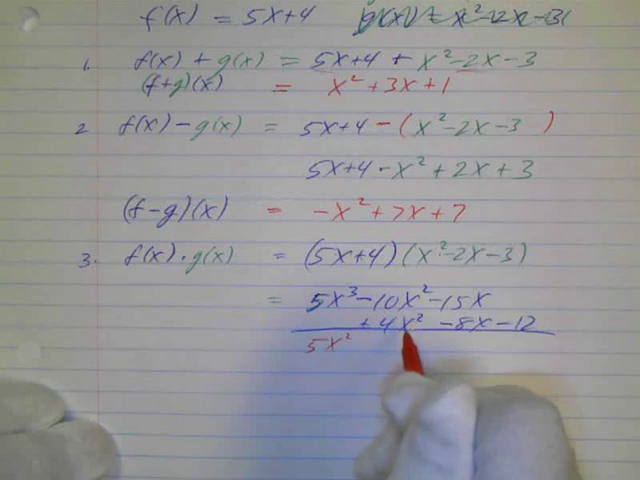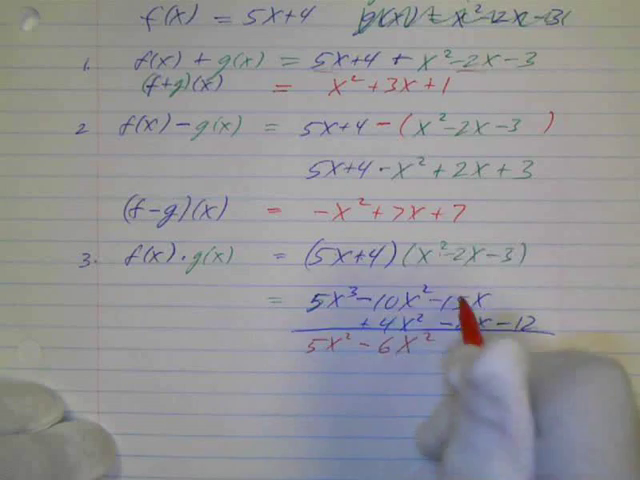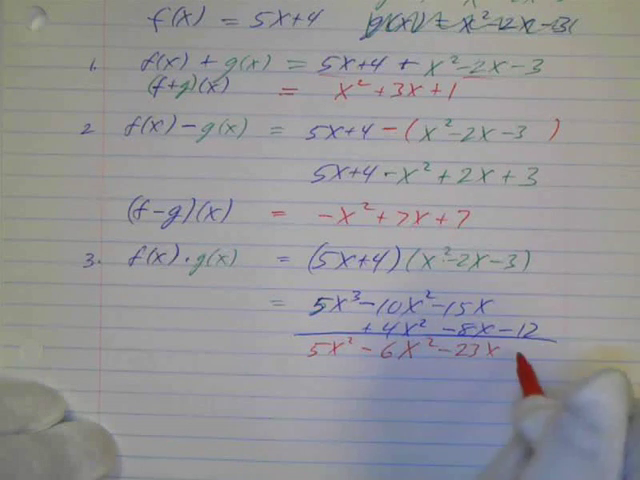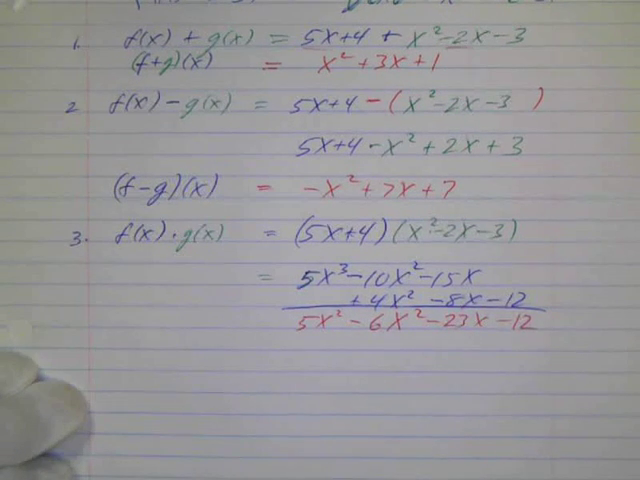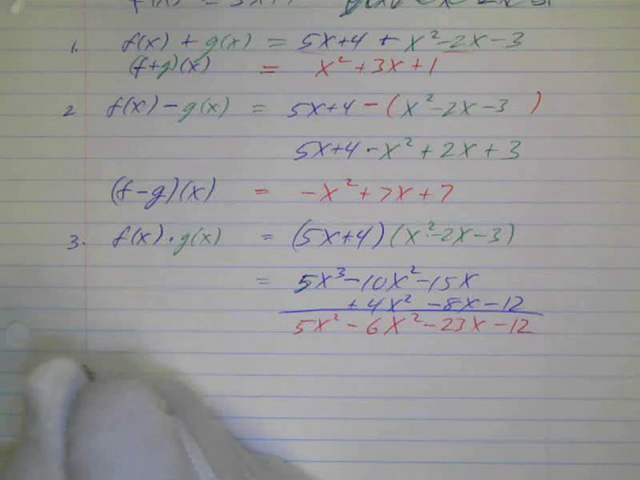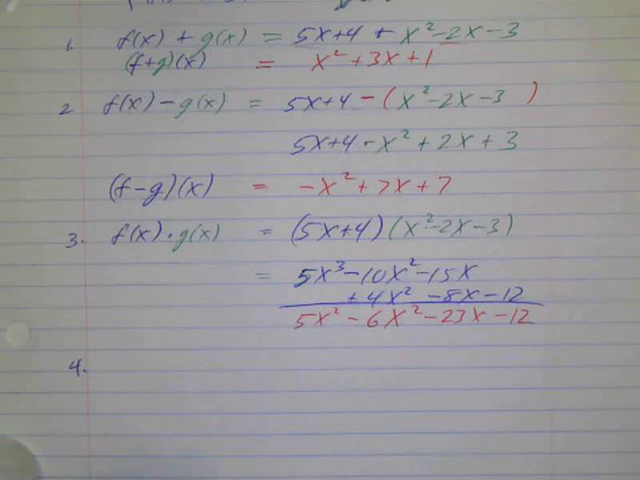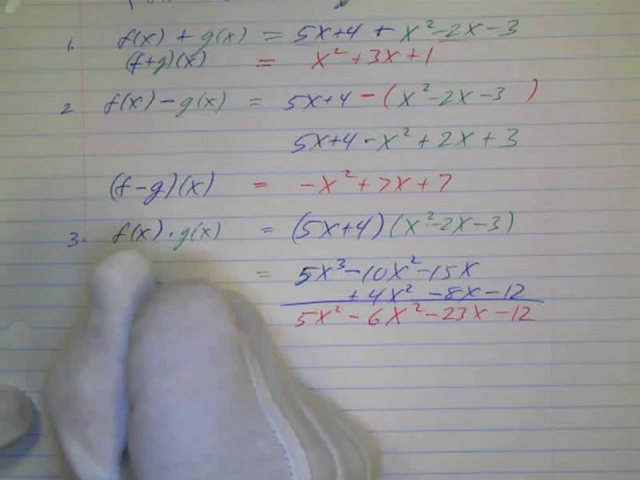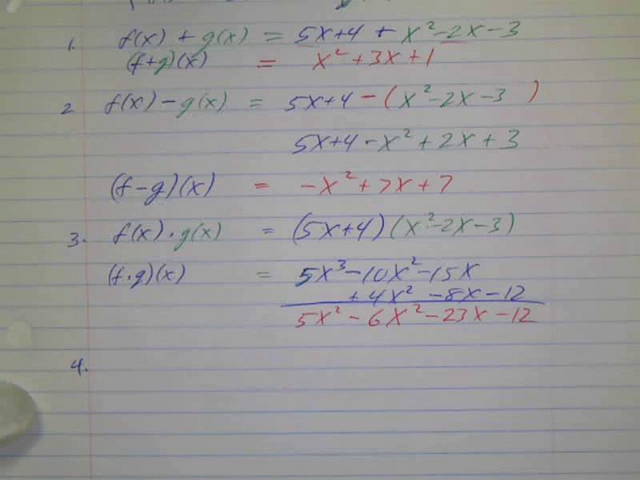And negative 10x squared plus 4x squared is negative 6x squared. That's negative 23x and negative 12. So there's your difference. And then number 4, we just had to take the quotient. And again, I guess you could see this as f times g of x. Same, just a different way of writing it.